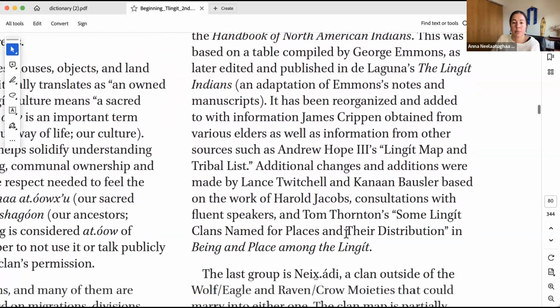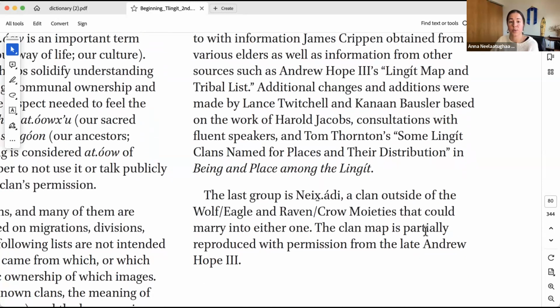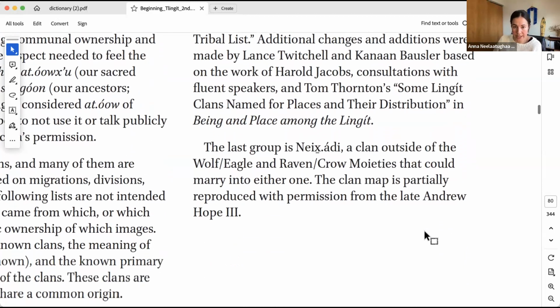It has been reorganized and added to with information James Crippen obtained from various elders, as well as information from other sources, such as Andrew Hope III's Tlingit Map and Tribal List. Additional changes and additions were made by Lance Twitchell and Kaaháni Bausler based on the work of Harold Jacobs, consultations with fluent speakers, and Tom Thornton's Some Tlingit Clans Names for Place and Their Distribution and Being in Place Among the Tlingit. Okay, last section.